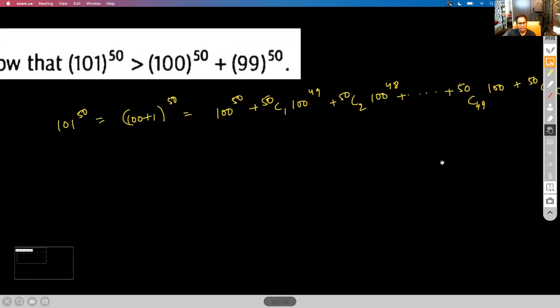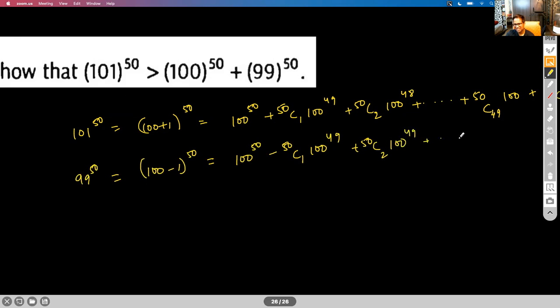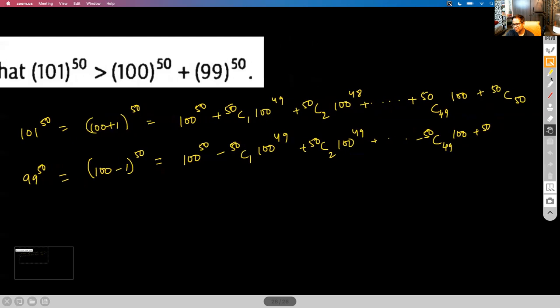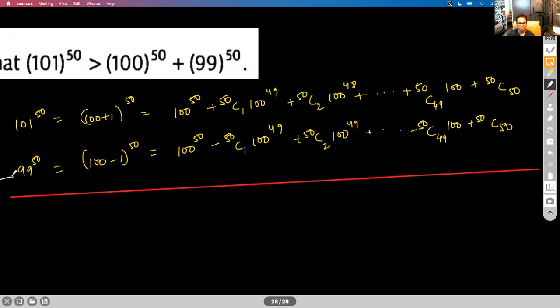Now, we also have 99 to the power 50 sitting there. Can I write that as 100 minus 1 to the power 50? So basically, I'm trying to write 101 to the power 50 and 99 to the power 50 in terms of 100 to the power 50. In this case, you will realize that there would be alternating positive and negative signs. This will be minus 50C49 times 100, and the last will be again 50C50. Now, these two expressions, let us subtract them.